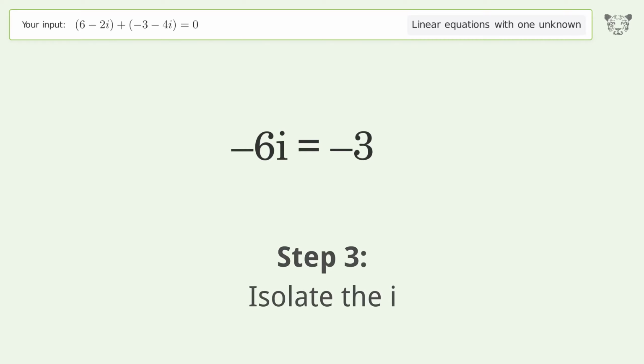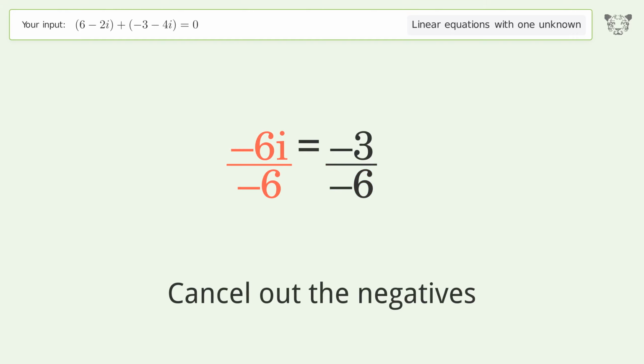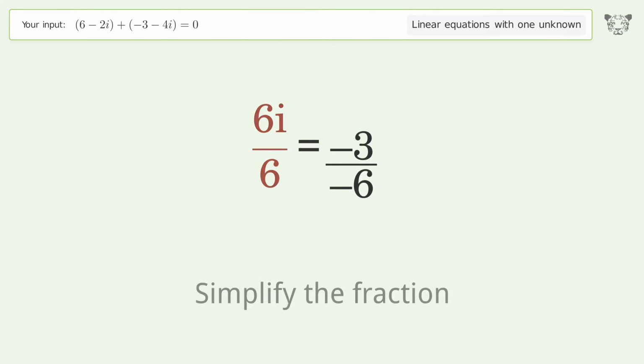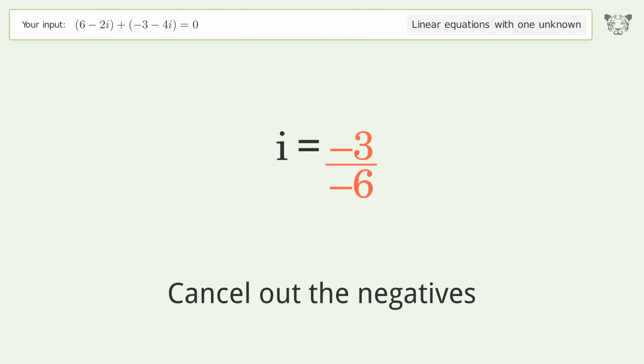Isolate the I. Divide both sides by -6. Cancel out the negatives. Simplify the fraction. Cancel out the negatives.